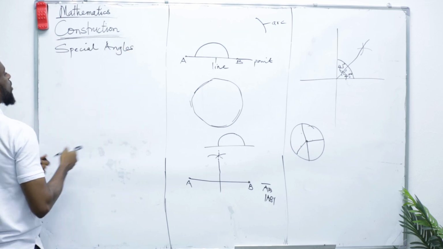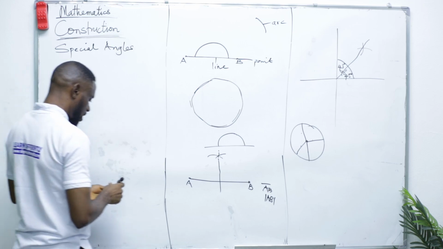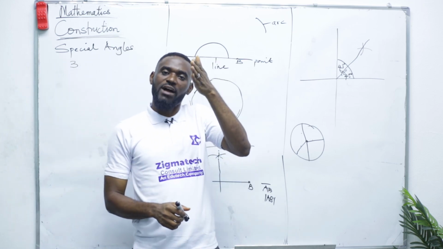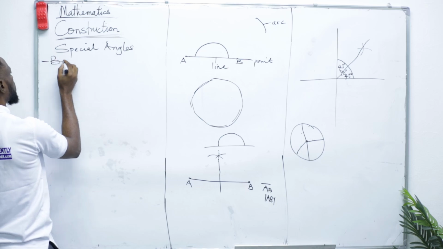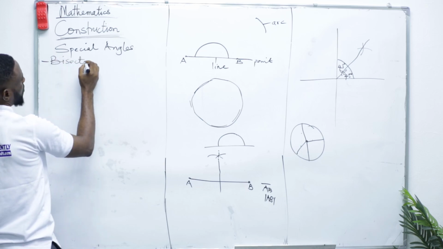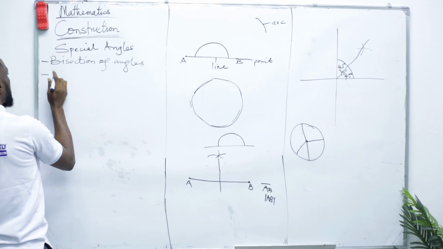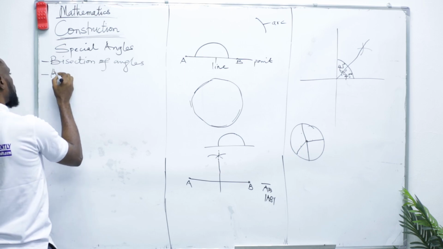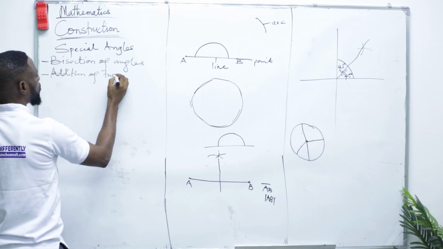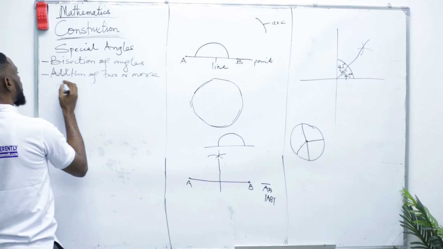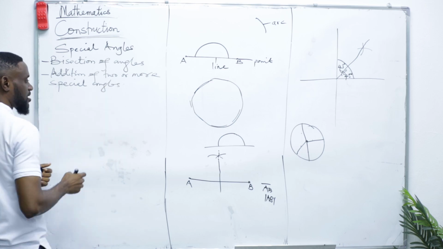Okay? Now, beginning from 360, these special angles can be gotten either by bisection of angles, listen, by bisection of angles, and or by addition of two or more special angles. Do you get that now? I'll make you understand that.